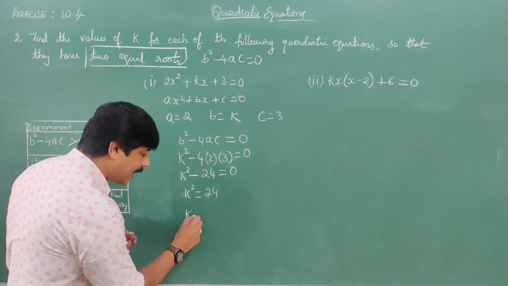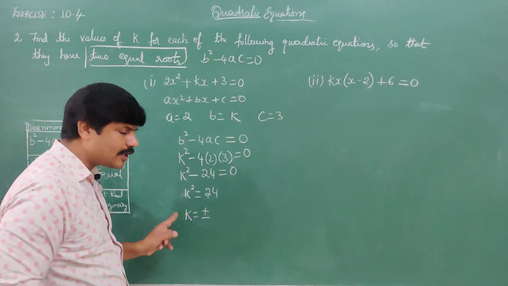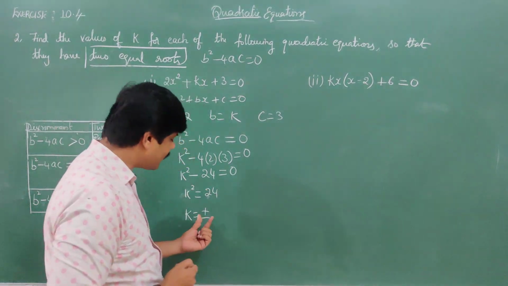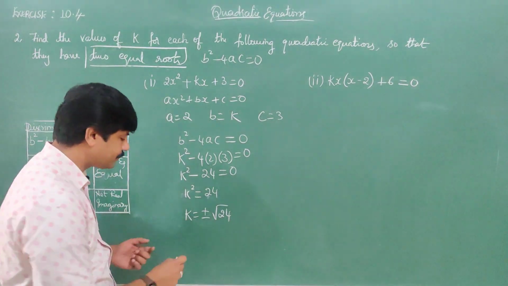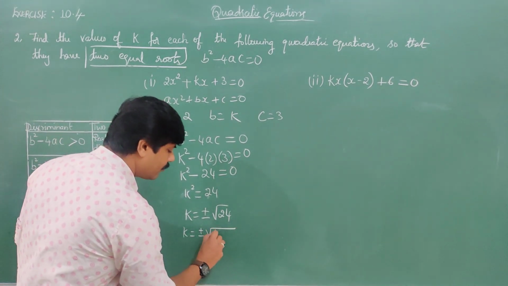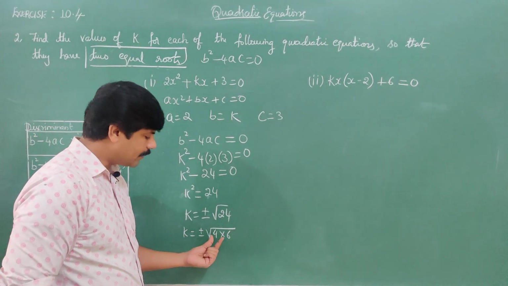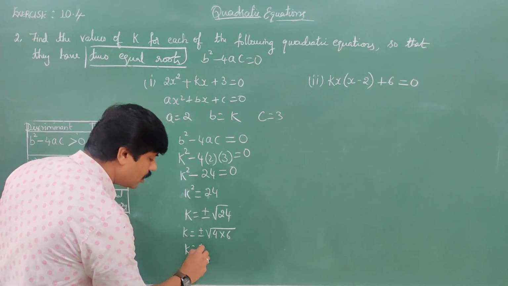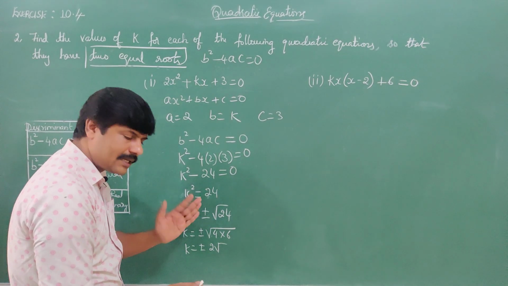That is, k is equal to plus or minus, after taking square roots on both sides, square and square root get cancelled, and I said that in the beginning itself. So when you are taking square roots on both sides, don't forget to put plus or minus. Understand? Plus or minus root 24. 24 can be written as 4 into 6, because the factors of 24 are 4 into 6. 4 is a square number, so you can take the square root of that, that is 2. Square root of 4 is 2 and square root of 6 is root 6 itself.